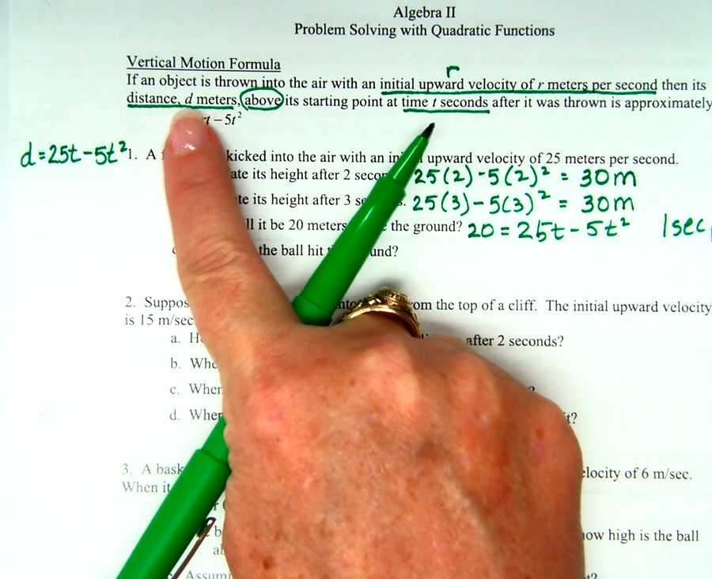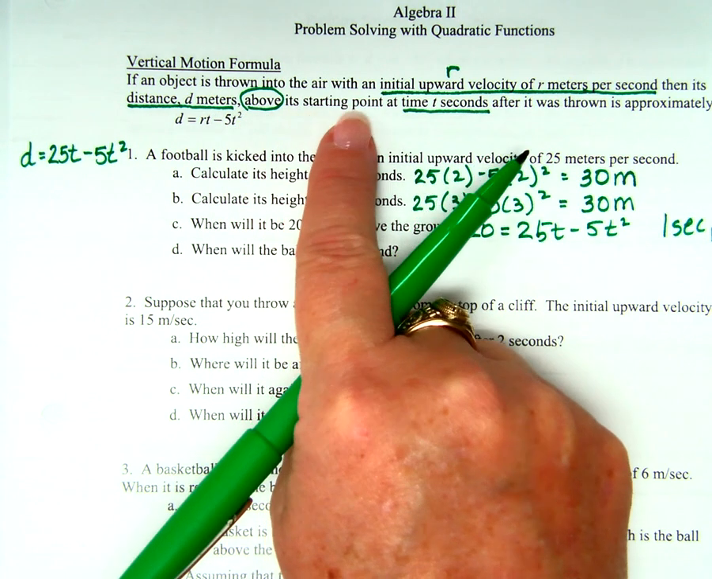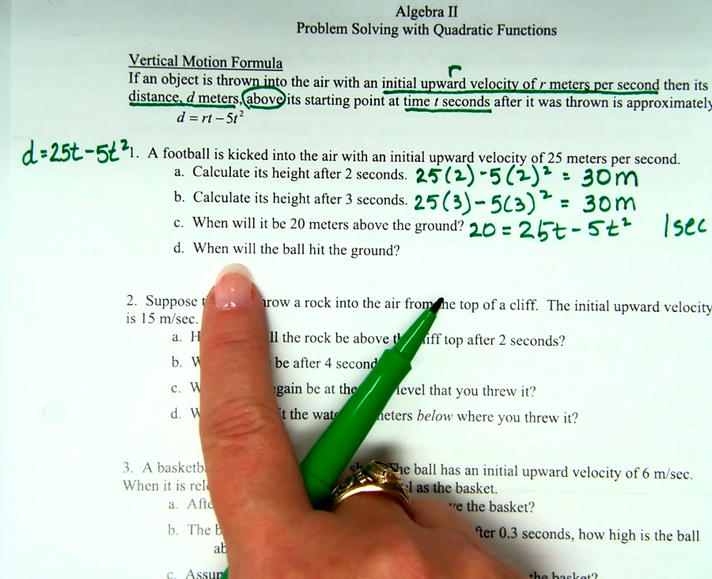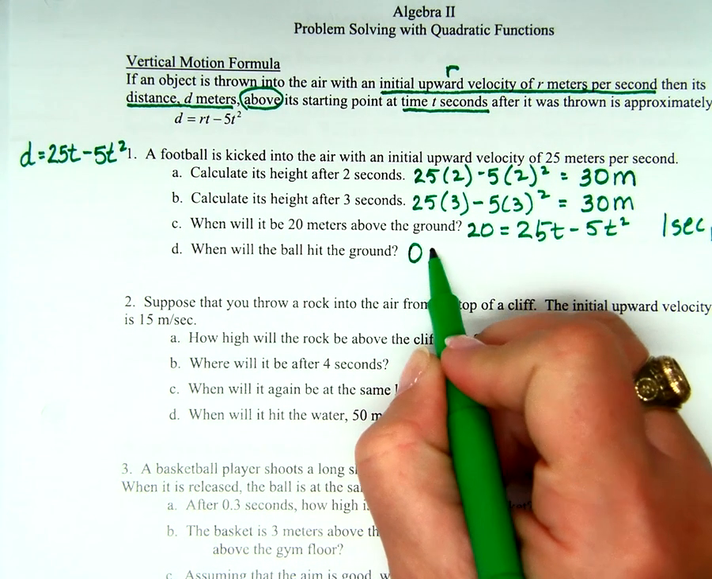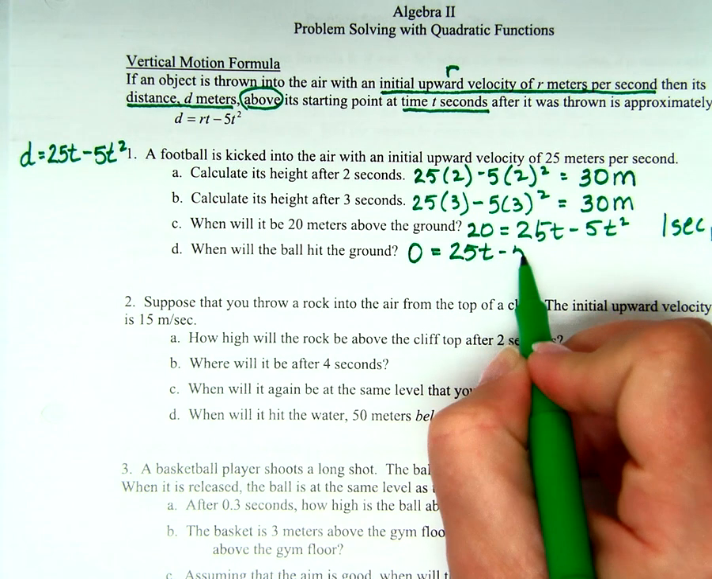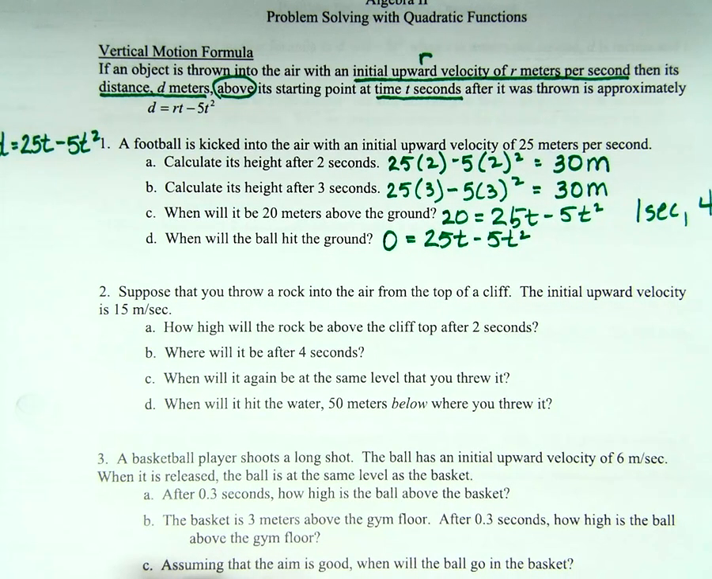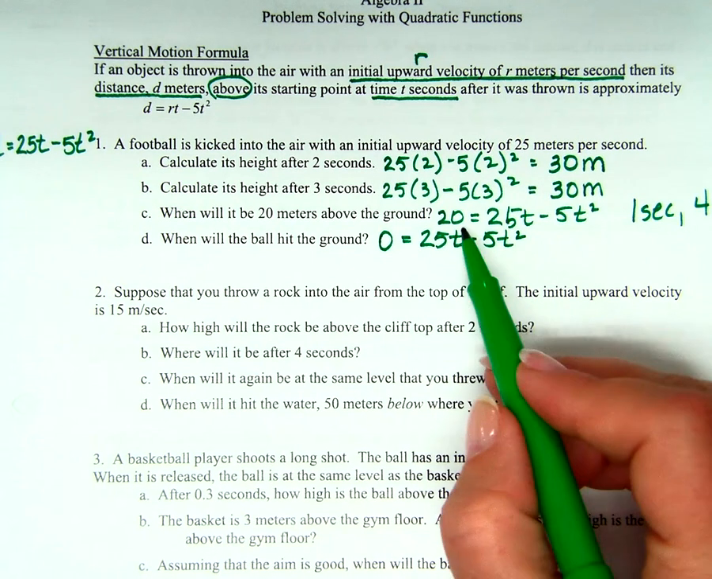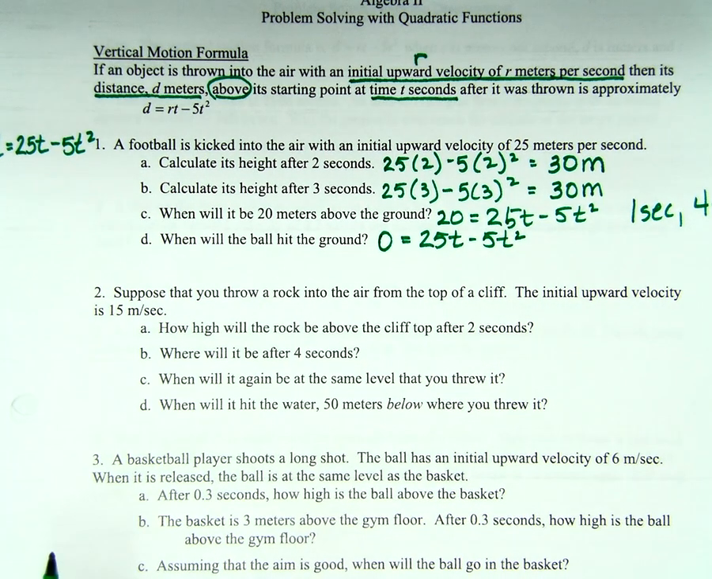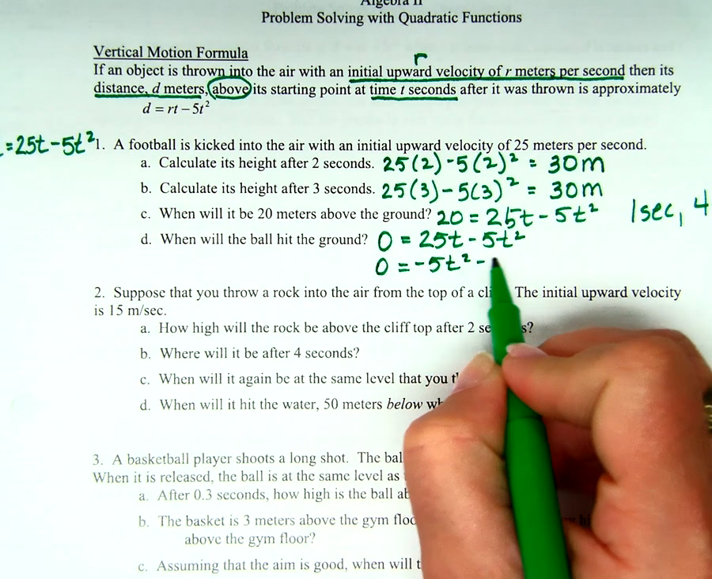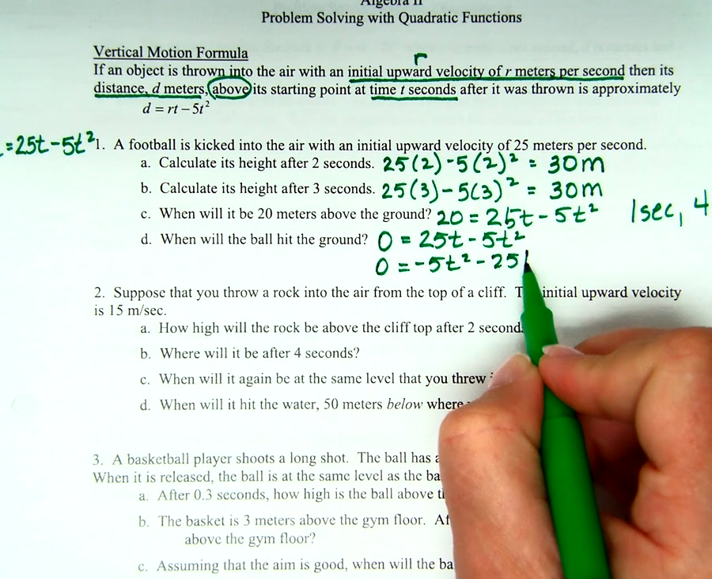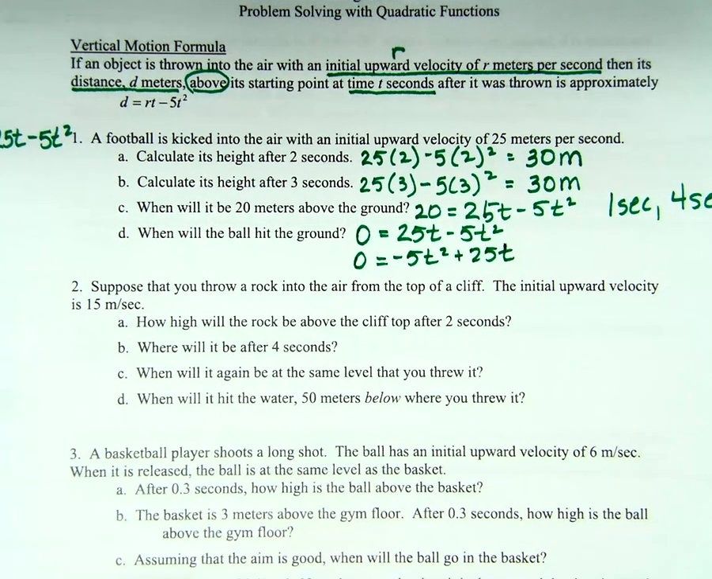D means what again? Above the starting point. Where did this start? On the ground? So how far is the ground above the ground? 0. 0 equals 25t minus 5t squared. Isn't that a whole lot easier than the one we just did? All I need to do now is get this in order. And factor.